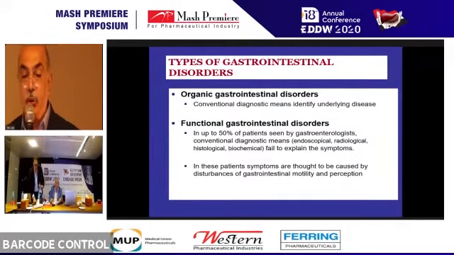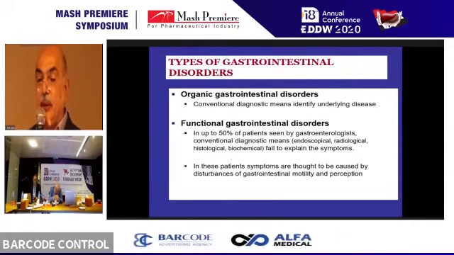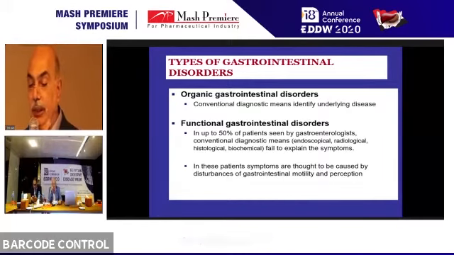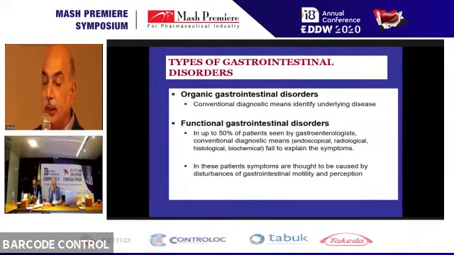Of course, you know that there are two main types of gastrointestinal disorders: organic GI disorders, which means that conventional diagnostic tools identify the underlying disease, and the functional disorders, which is up to 50% of patients. Here, the conventional diagnostic means in the form of endoscopies, radiology, and lab work fail to explain the problem. In these patients, symptoms are caused by disturbances in the GI motility and pain perception.